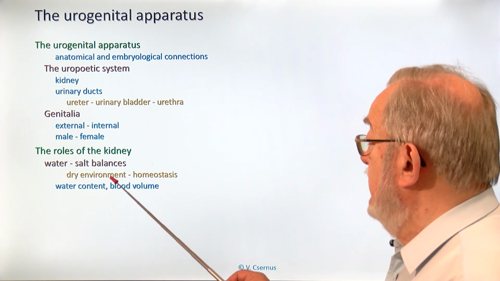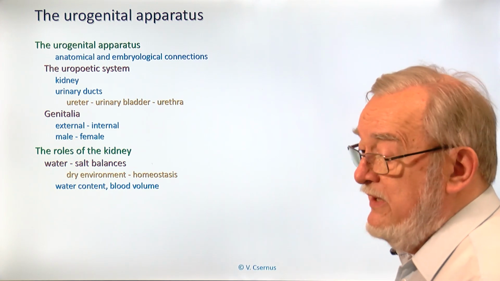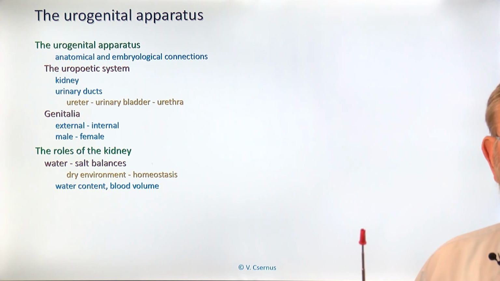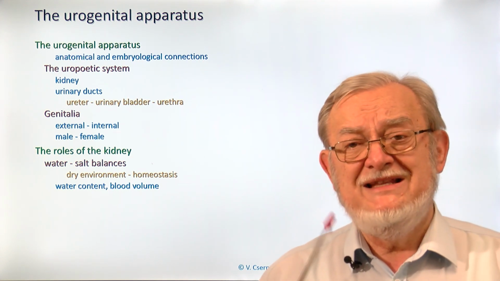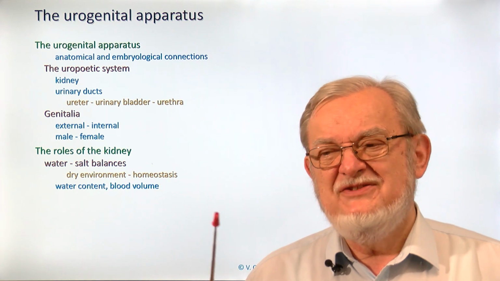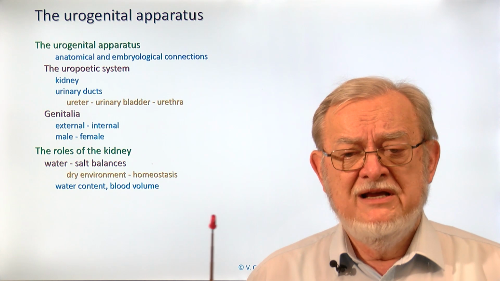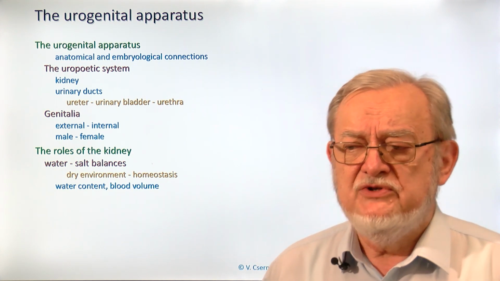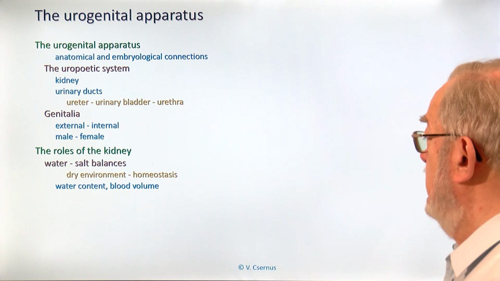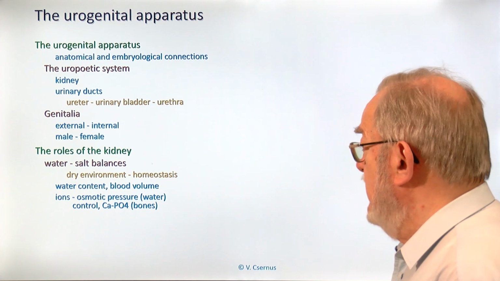So the kidney controls the water content of the blood, because the easiest to change water content is the blood volume. The intracellular water content, and to a certain extent the extracellular water content, is pretty much standard. So if you have differences in the water content of the body, it mostly results in a different blood volume. So indirectly, it controls the blood volume.